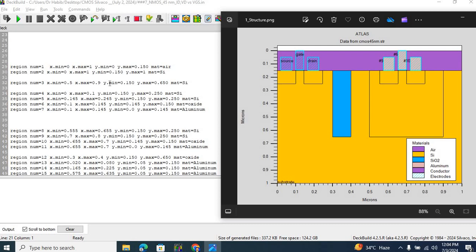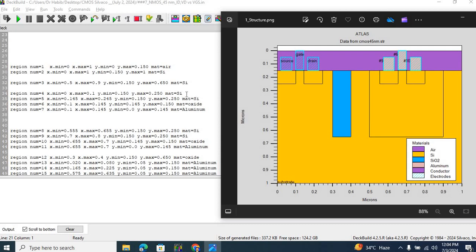Region number 3 is silicon running from 0.5 to 0.9 micrometers in the x direction, so like from here to here, and from 0.15 to 0.65 in the y direction. So this region over here is my region number 3, and basically I have defined an envelope inside the substrate. We define an envelope for the PMOS structure.